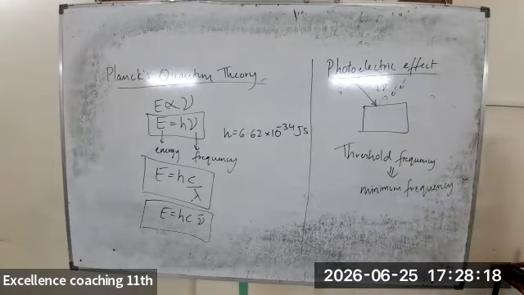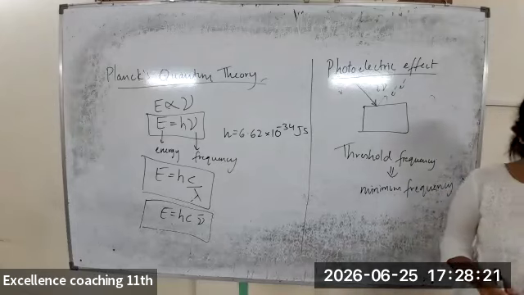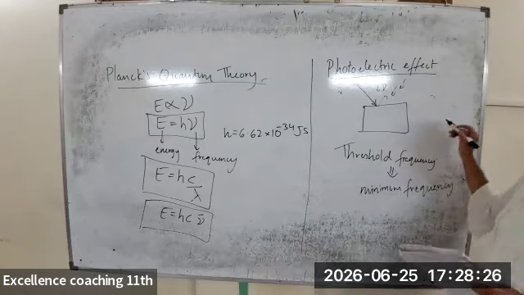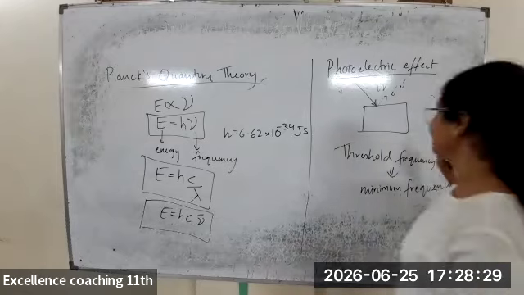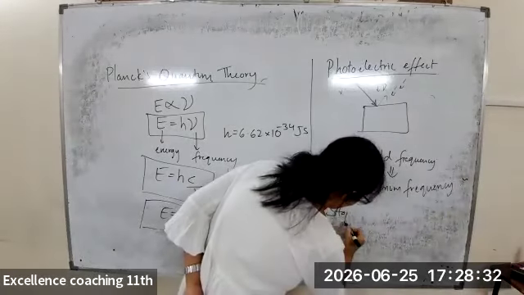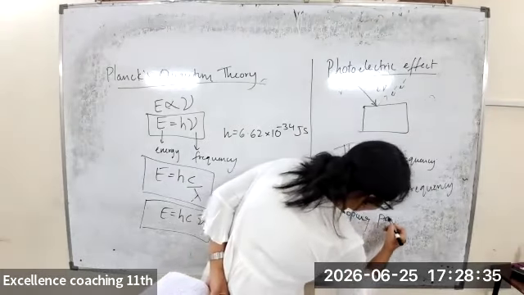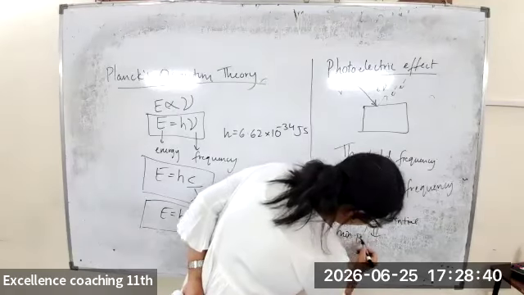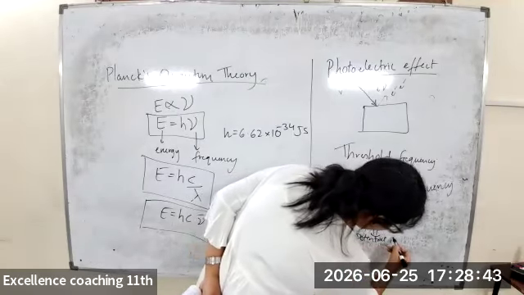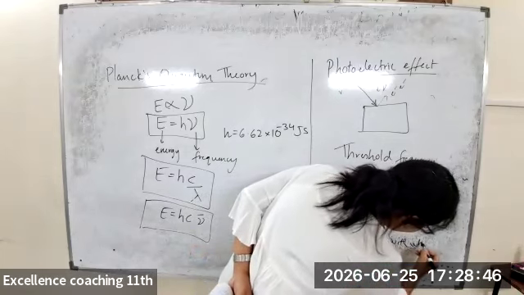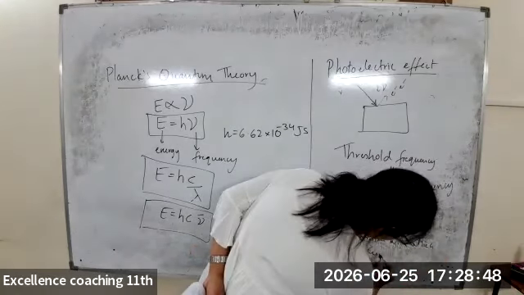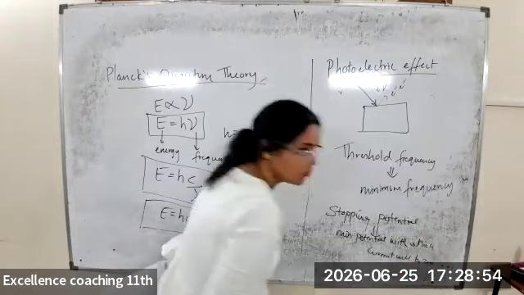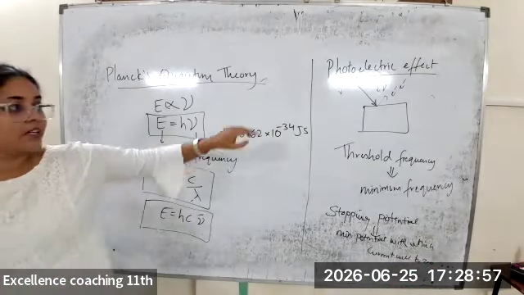And there is another term, that is stopping potential. Stopping potential is nothing but the minimum potential at which the current will be zero. I have no place to write it. Stopping potential: this will be the minimum potential with which the current will be zero.